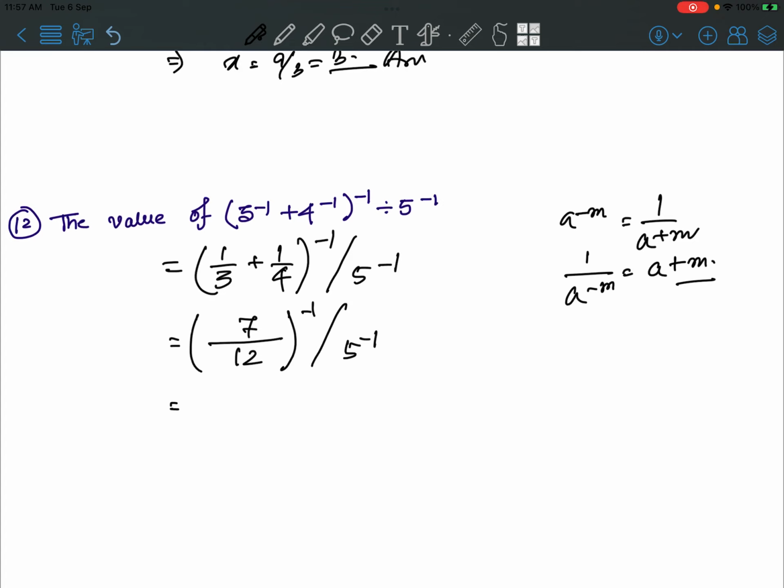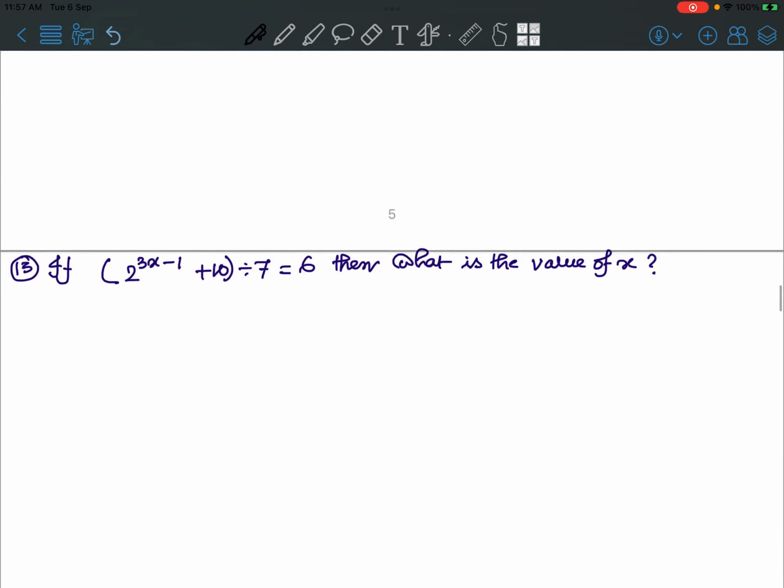Now again by the formula of reciprocals, we can write 1 by 5 to the power minus 1 as 5, and 7 by 12 whole to the power minus 1 as 1 by 7 divided by 12. Now 5 into 12 divided by 7, that is 60 divided by 7. This is the answer.